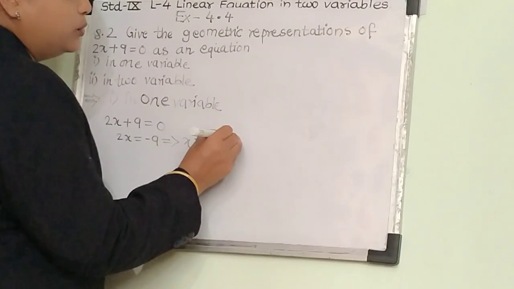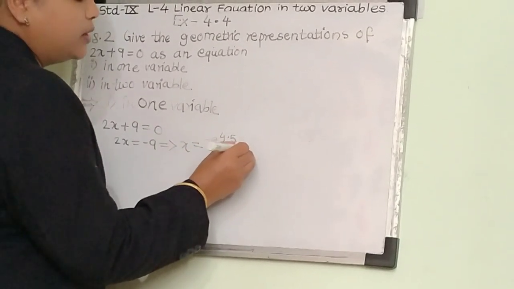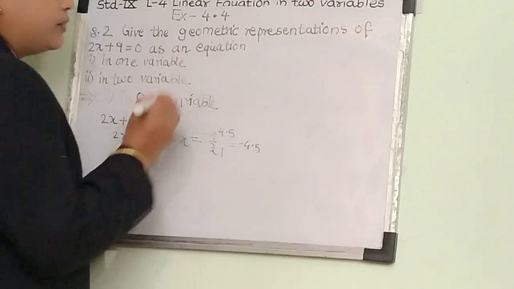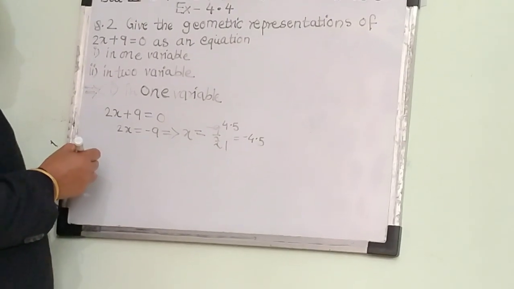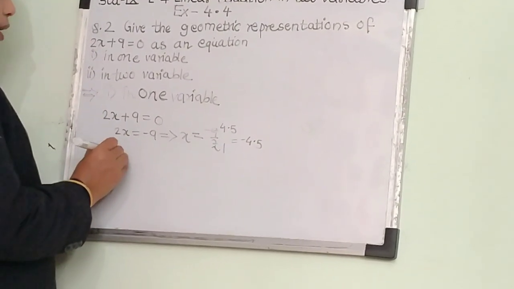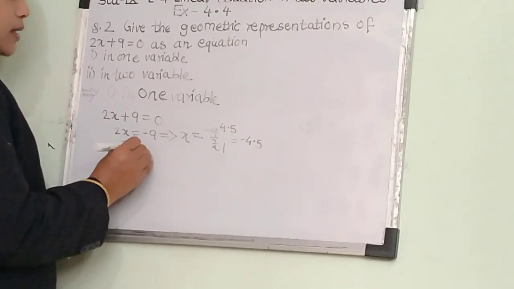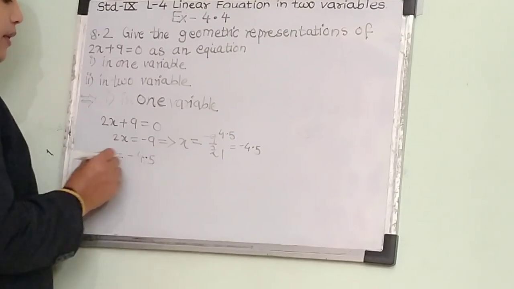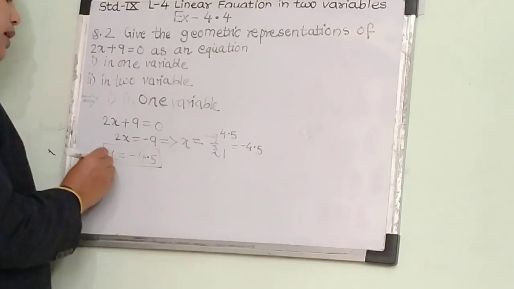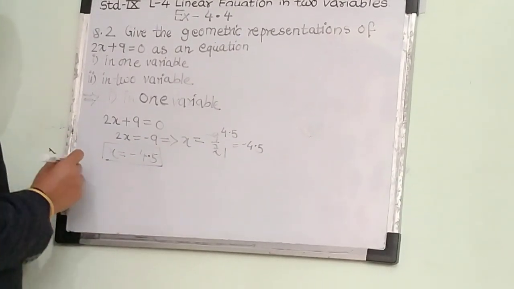2 ones are 2, 2 fours are 8, and 2 fives are 10. So it will be minus 4.5. This will be our equation in one variable, that is x equals minus 4.5. So this is the equation in one variable.